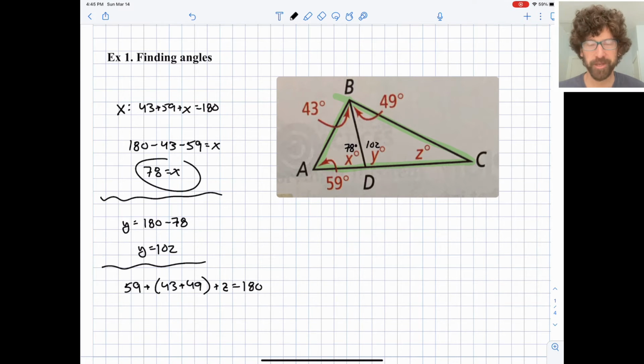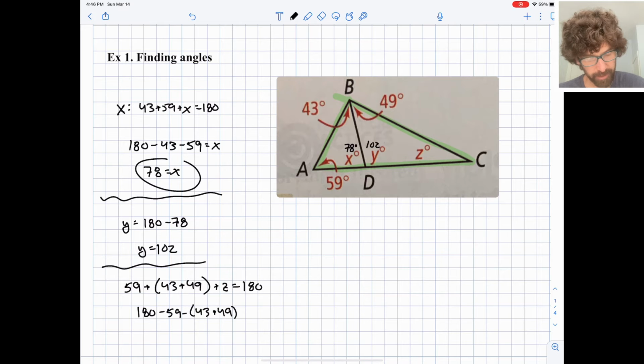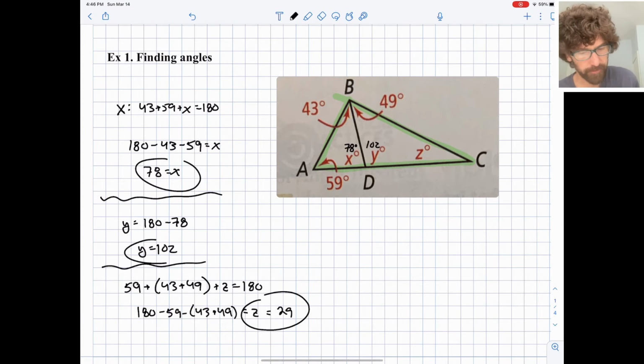Okay? This is a little bit more involved of a way of getting it, but it's still a way of demonstrating multiple pathways to get a solution. So we can take 180, we can subtract the 59, we can subtract the sum of 43 and 49, and that will leave us with z. So let's go ahead and do that. 180 minus 59. I get z is equal to 29 degrees. Okay, so we found the three missing angles in that particular triangle.